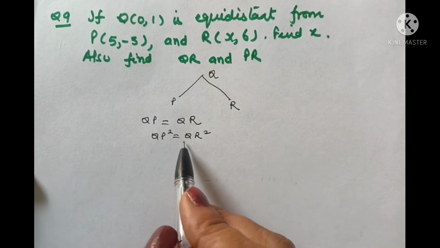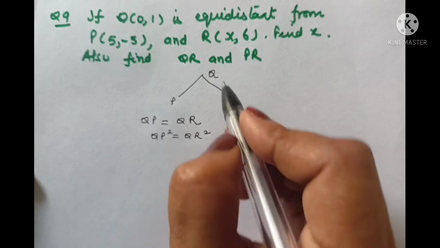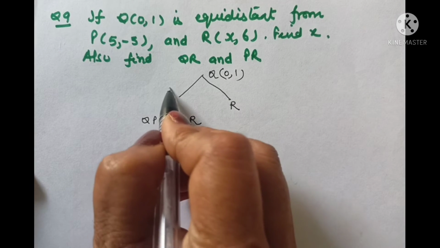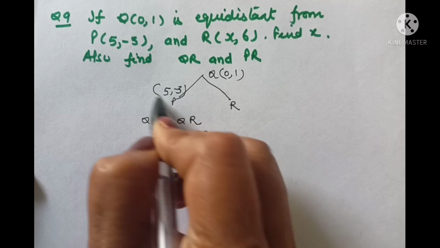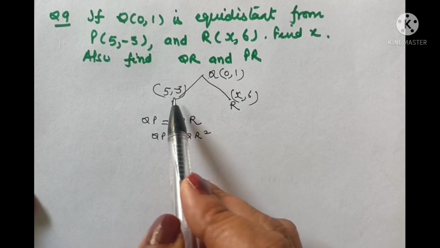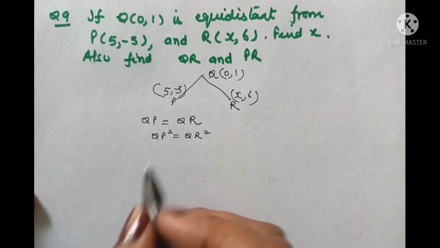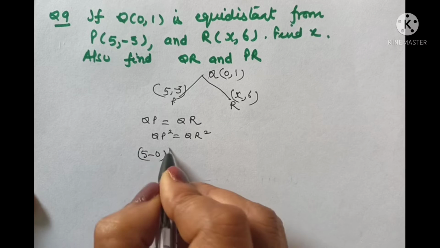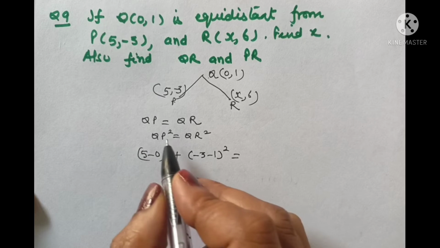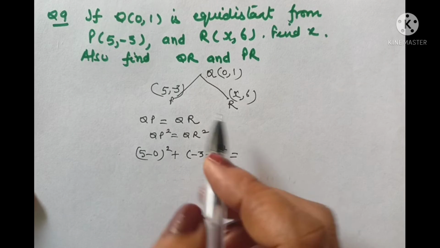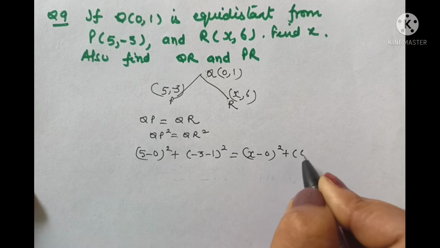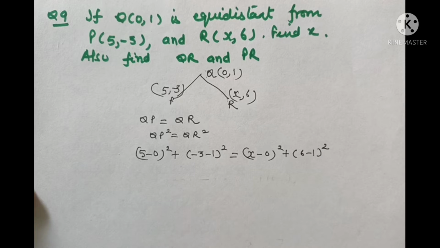So let us first apply the formula. Let us also write down the values here so that it becomes easier for me to apply the formula. If your rough figure is correct, the sum becomes a lot easier. Now let us find QP square. So (5 minus 0) square plus (minus 3 minus 1) square. I don't need to put a square root because I have already taken squares here. Similarly, QR square is (x minus 0) square plus (6 minus 1) square.